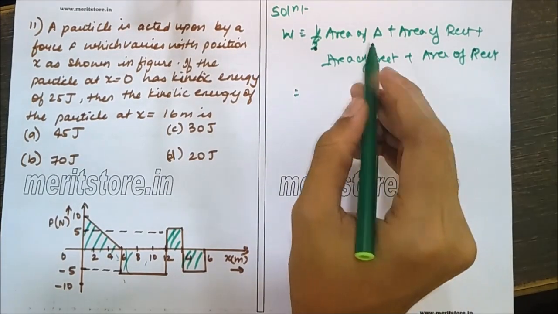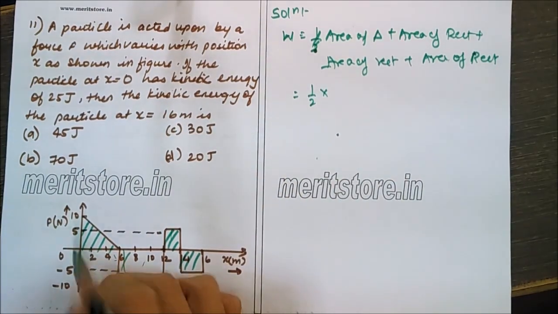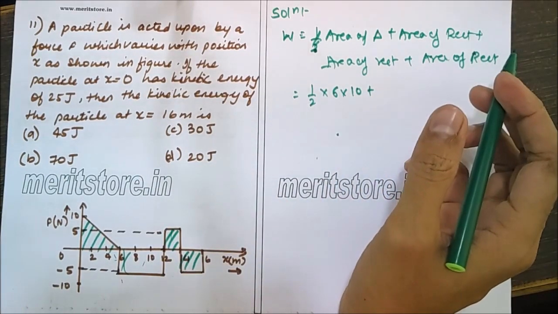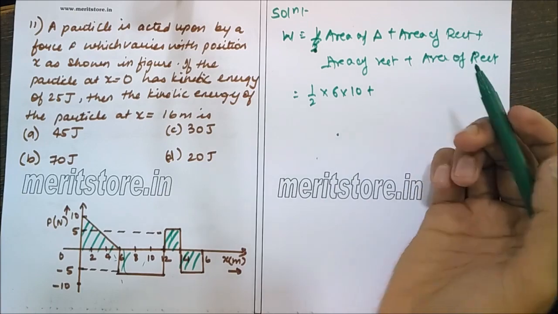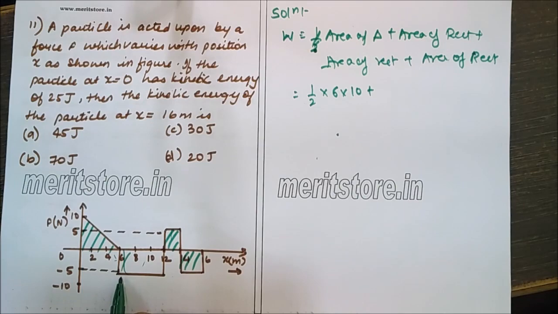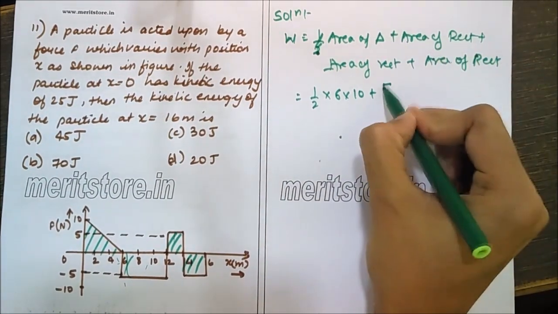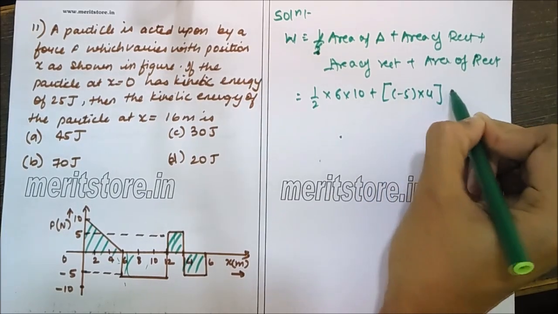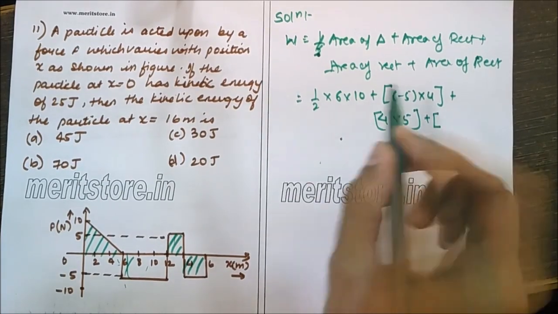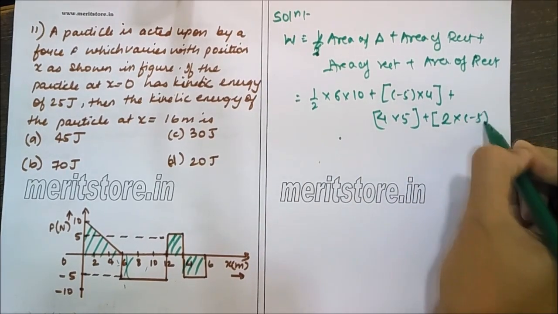Okay, so for the area of the triangle we have half into base into height. The base is 6, height is 10, plus the area of the rectangle, that is base into height, so that is minus 5 into 4, plus again we have 4 into 5, plus again we have 2 into minus 5.